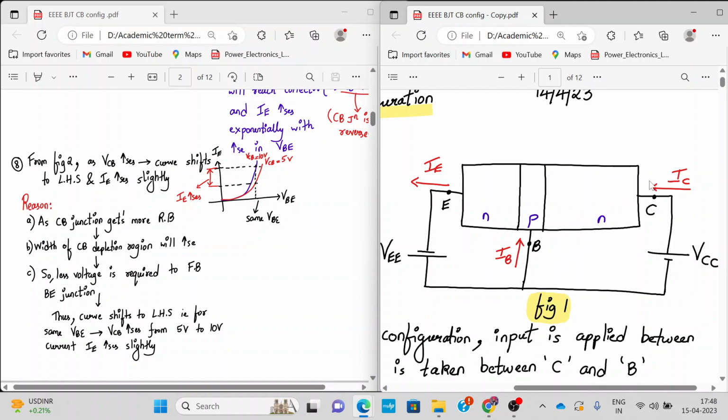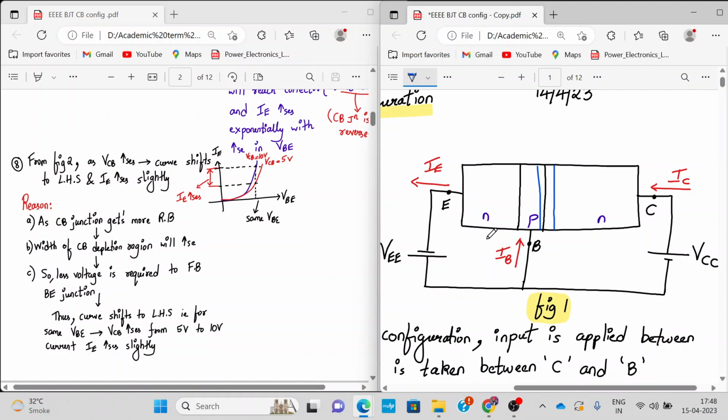So if it becomes more reverse bias, the depletion region will increase. Let me draw it and show it to you. This is the depletion region, right? So this depletion region width between the base and the collector will go on increasing. So less voltage is required. In this case, if this is increasing, less voltage will be required to forward bias the base emitter junction.